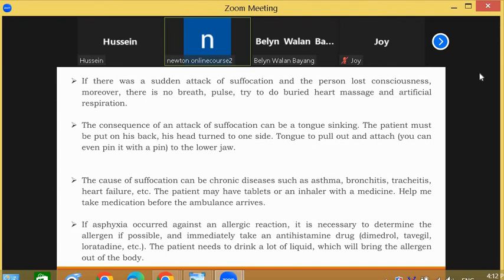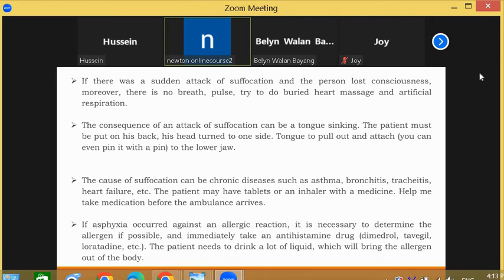If the person has any problem, that is asthma, bronchitis, or any problem regarding respiration, tell the patient to take the medication. Help the patient to take the medication. You have already informed the emergency department, but before that, you have to advise the patient to take all the medication.